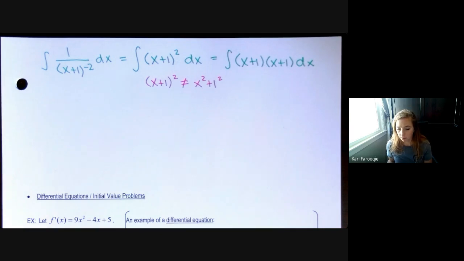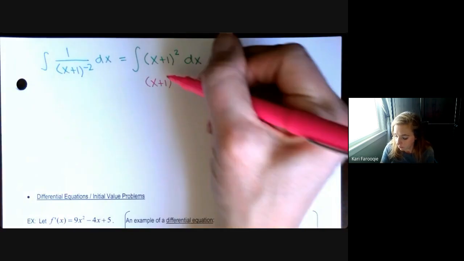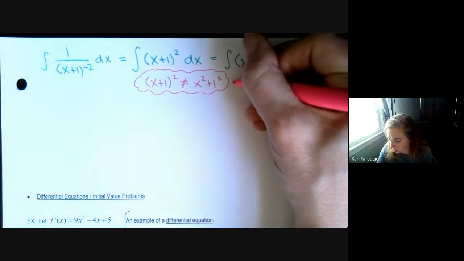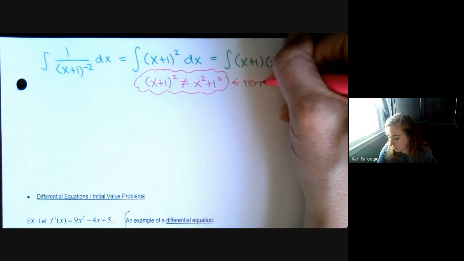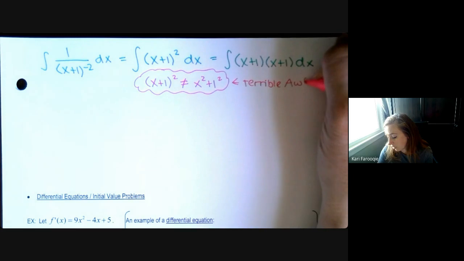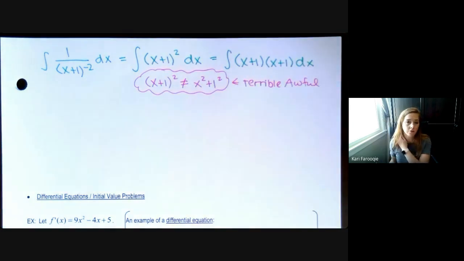It's a big no. It was once dubbed the terrible awful. You know who dubbed it the terrible awful? My Calc 2 students who still do this all the time. Don't do that. You're going to have to square the quantity. You're going to have to actually square it.